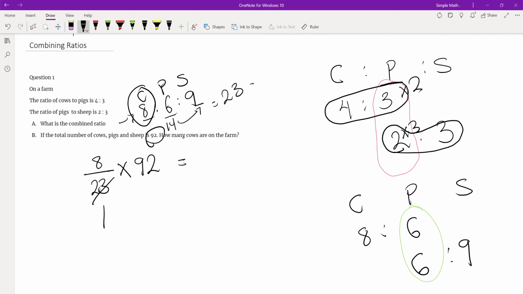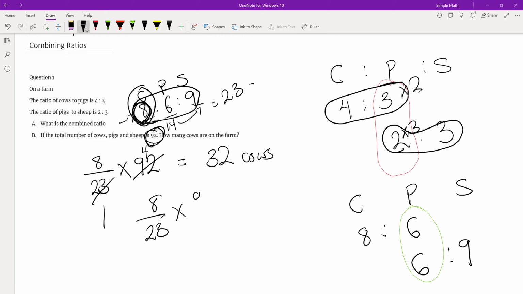23 divided by 23 is 1, and 92 divided by 23 is 4. And then 8 times 4 is 32. So it means that there are 32 cows. That's how you do it. As long as you're able to find your combined ratio, then you'll be able to find the number of cows, pigs, or sheep. 8 was the ratio of the cows, and then we just added the total ratios and multiplied by the total number of animals. So again, that was 8 over 23 times 92.